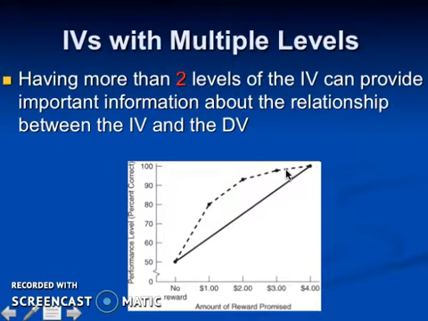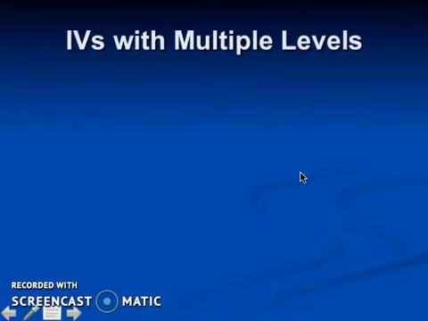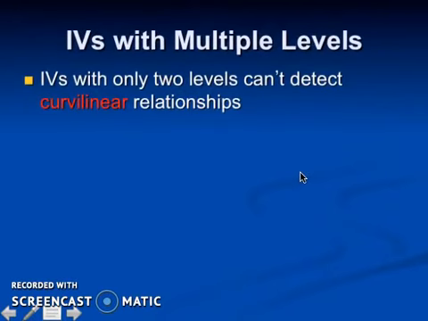So with this curvilinear relationship, we now know that the relationship between the amount of the award and performance level isn't truly linear. It actually increases with increasing award amount for a while, but then it starts to drop off and not increase as dramatically. This can become very important with the strength of the curvilinear relationship.